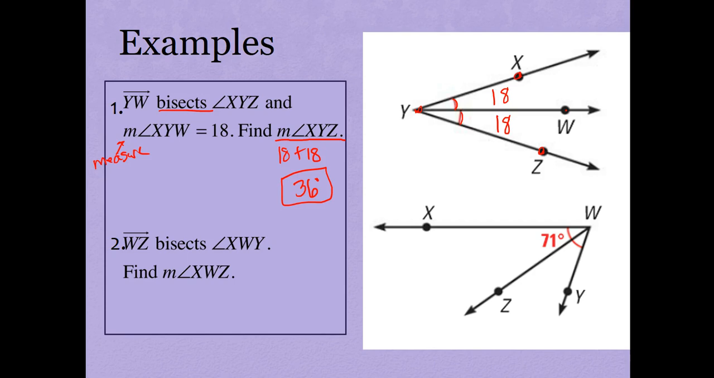The next one: ray WZ bisects the angle XWY, the whole thing. Bisects means each part is the same. Right now it's one continuous angle, which means the whole thing is 71. So it says it's bisected, that means each part is the same. If we want to find XWZ, which is just this top half, I would want half of 71, or 71 divided by 2, because I only want one part of it, and those two parts are equal. So that would be 35.5 degrees.